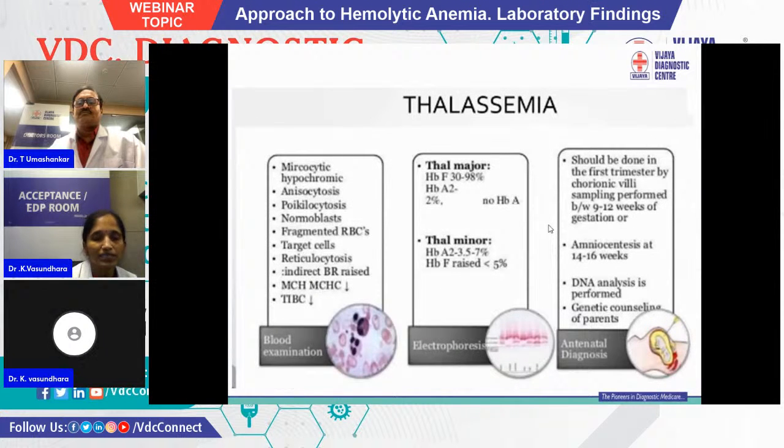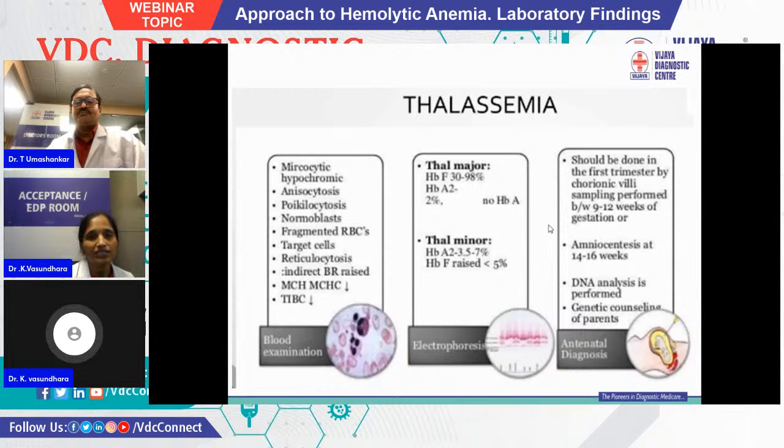Next, coming to thalassemia. Thalassemia is a quantitative defect in hemoglobin production. Usually hemoglobin is made up of 2 alpha chains and 2 beta chains. Here there is a decrease in the production of these chains. When there is a defect in alpha chain production we call it alpha thalassemia, and when there is a quantitative defect in production of beta chains, we call it beta thalassemia.